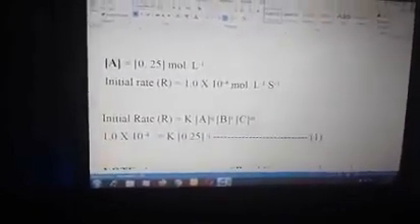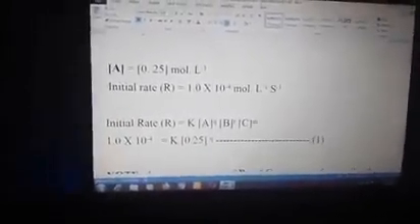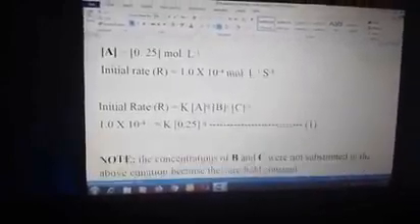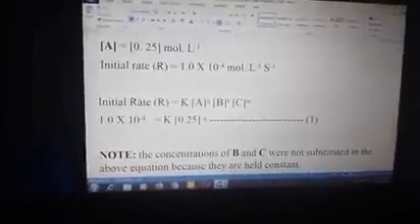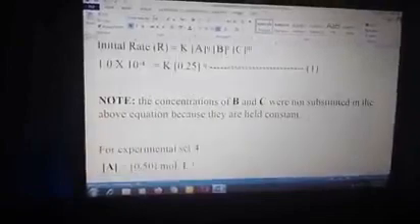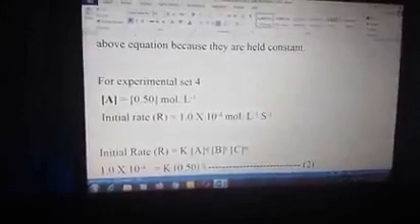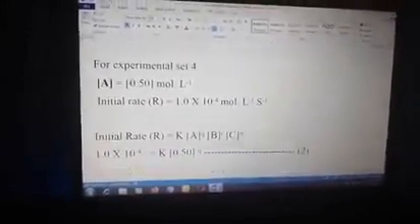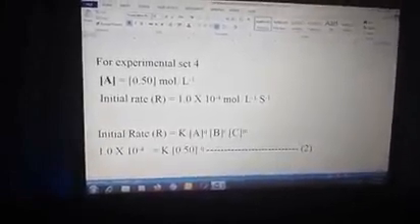We substitute it into that initial rate hypothetical equation, replacing rate with 1.0 times 10 power minus 4, and then replace the concentration of A with 0.25 raised to power Q. B and C were not used because they had constant concentrations. So we ignore B and C. Note that the concentrations of B and C we are not substituting in the above equation because they are held constant. Then for experiment 4, the concentration of A is 0.50 mole per liter. The initial rate is 1.0 times 10 power minus 4 mole per liter per second.